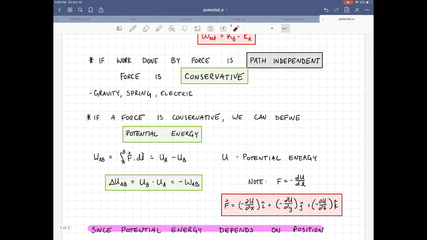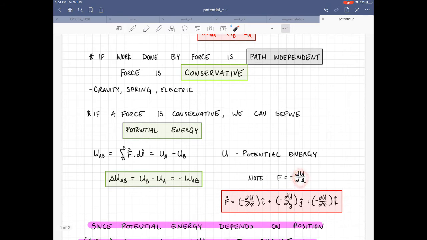So since force is a vector, you can actually do this for, if your force is one-dimensional, you would just have maybe the x component, but if you've got 3 dimensions, then you end up taking the derivative with respect to all 3 different dimensions, and that's how you get your x component, your y component, and your z component.